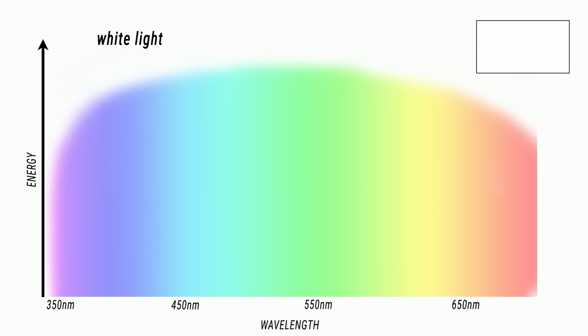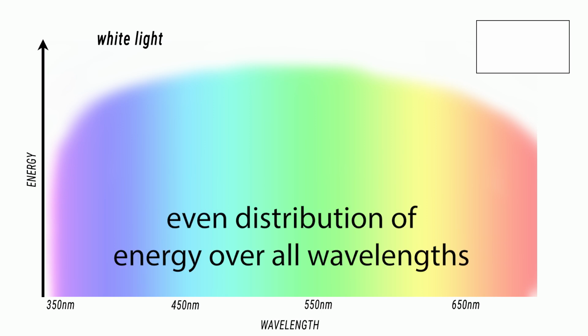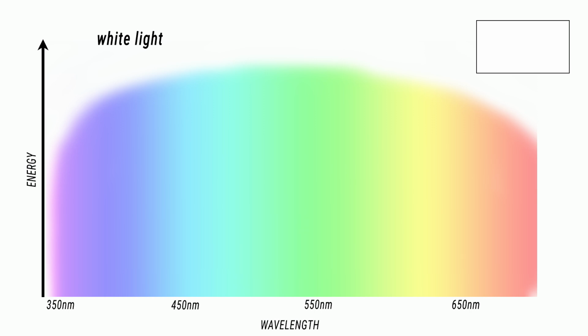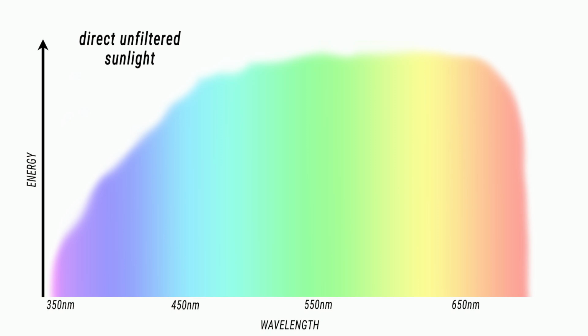This is what pure white light would look like, and it's kind of what we might expect to see from the sun. But sunlight doesn't quite look like that because it has to pass through a lot of atmosphere and it changes on the way. So pure sunlight at sea level looks a lot more like this.